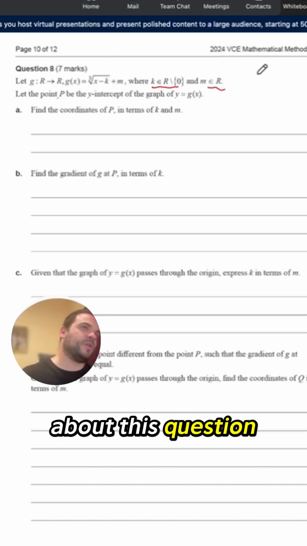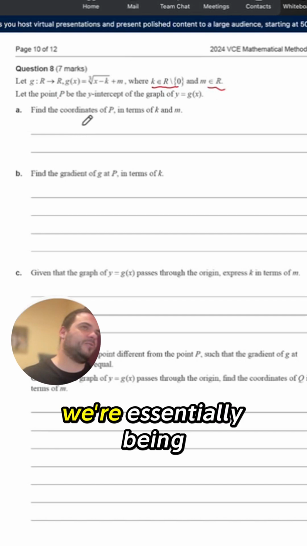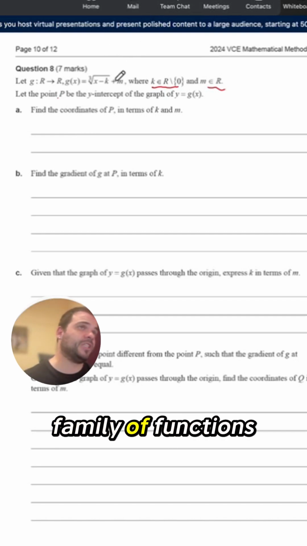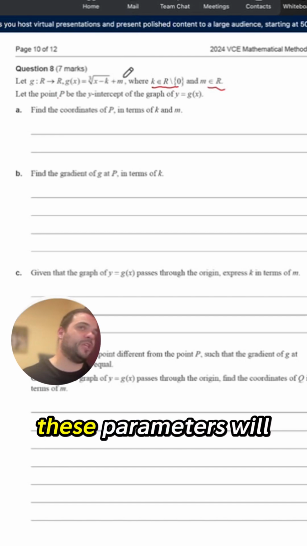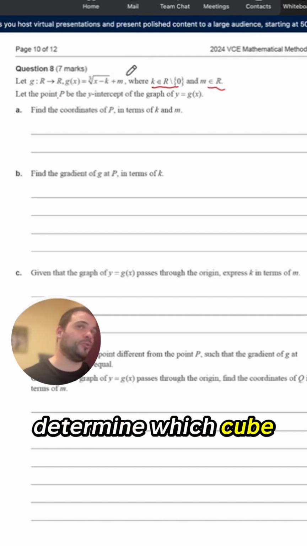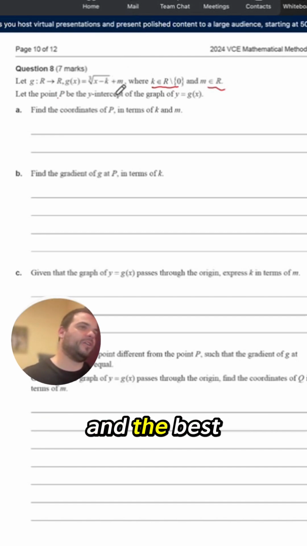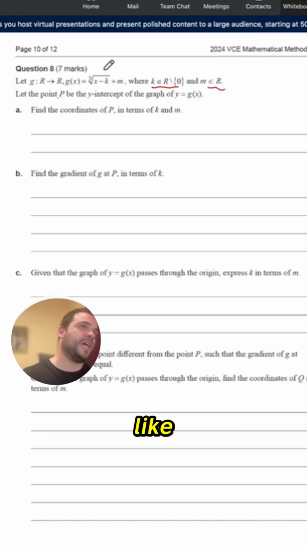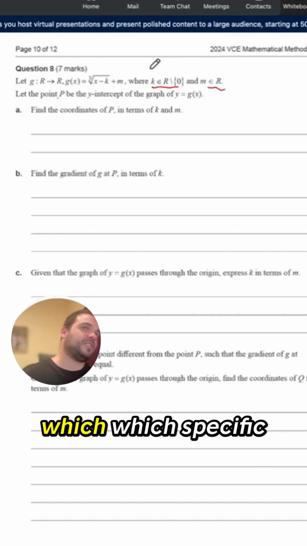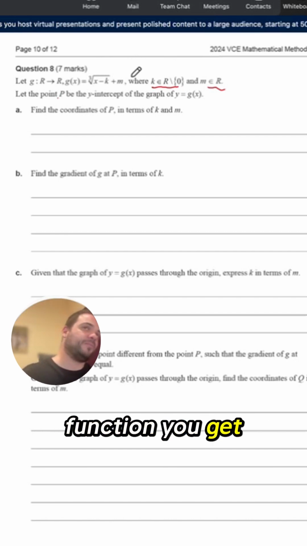So the thing about this question is that we're essentially being introduced to a family of functions. So the values of k and m, these parameters, will determine which cube root function we get. And the best way of finding it easy to answer the subparts of this question is to understand what these cube root functions look like and how the parameters k and m affect which specific function you get.